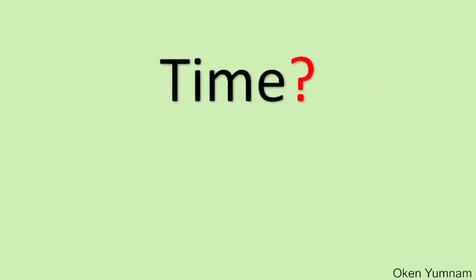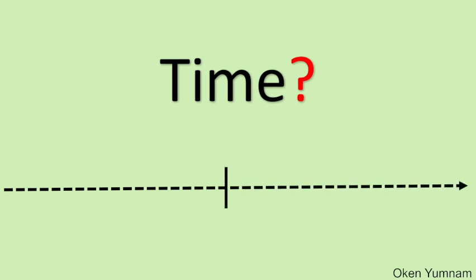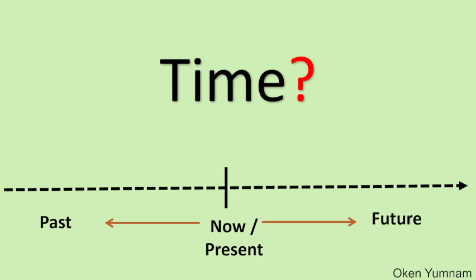In order to clarify this, let's have a look at this timeline. Suppose this is now or the present time. Whatever is before now is what we call past, and whatever comes after now is called future. And now or the present time is a very brief moment.